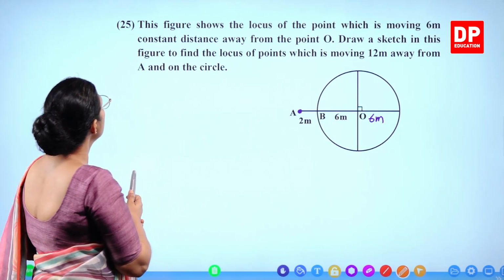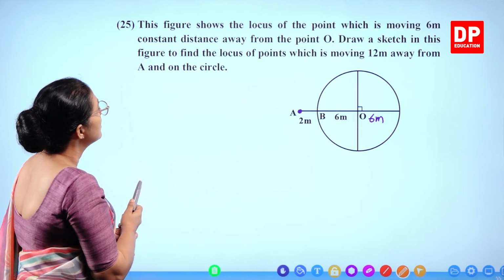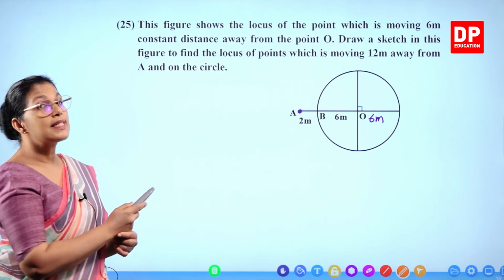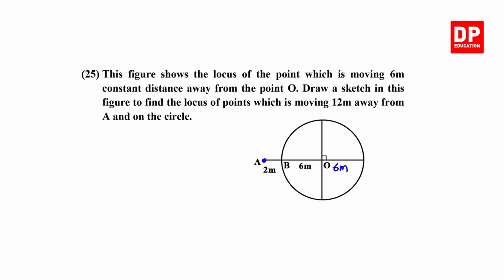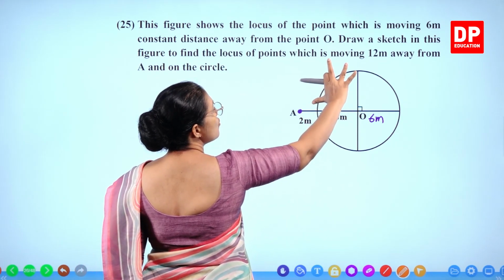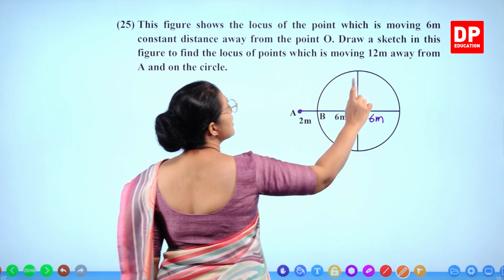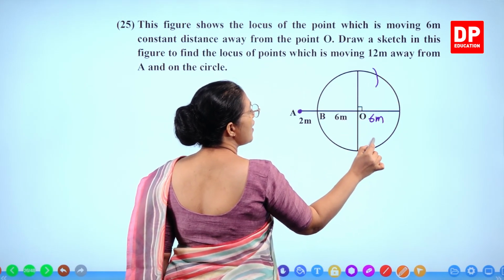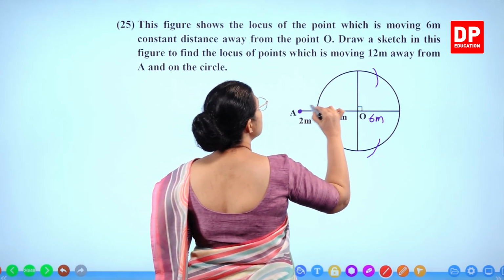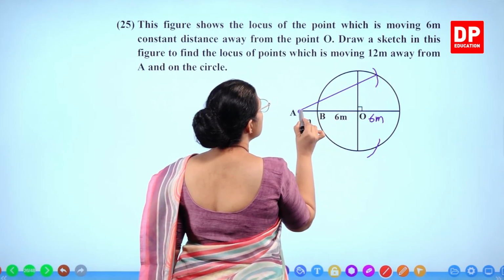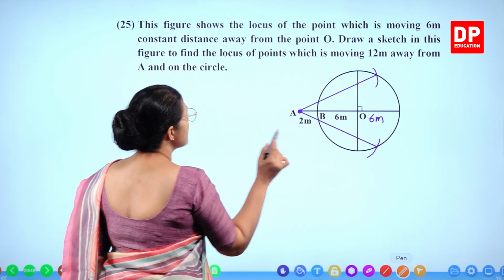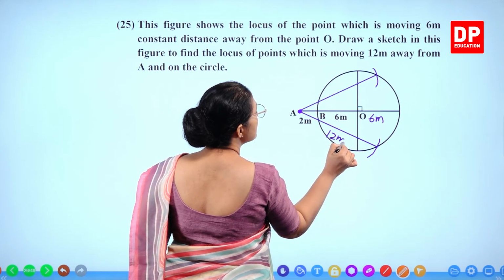So you have to find the points which are moving 12 meters away from A and on the circle only. So when you take a 12 centimeter length, you can draw 2 arcs. We'll consider one arc is somewhere here and one arc is somewhere there. And we can show that this distance is 12 and this distance is 12. So you have to draw the 2 arcs and show that this is 12 meters length.